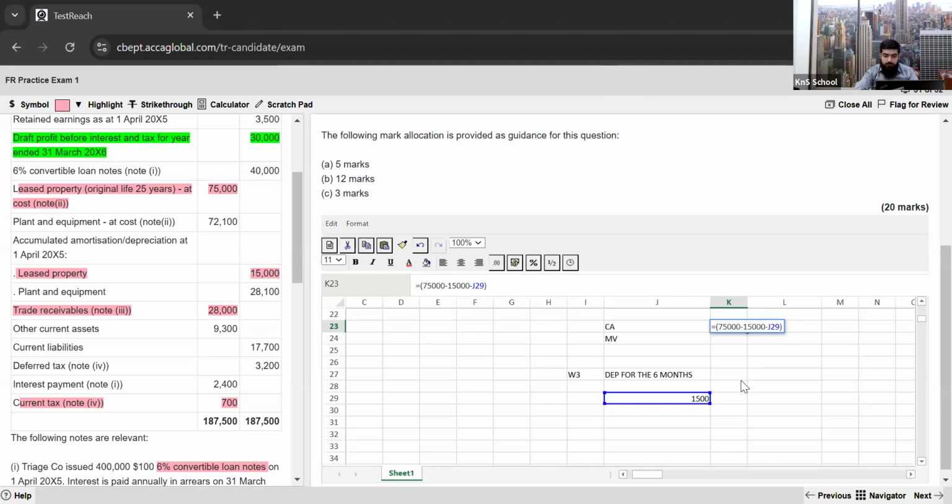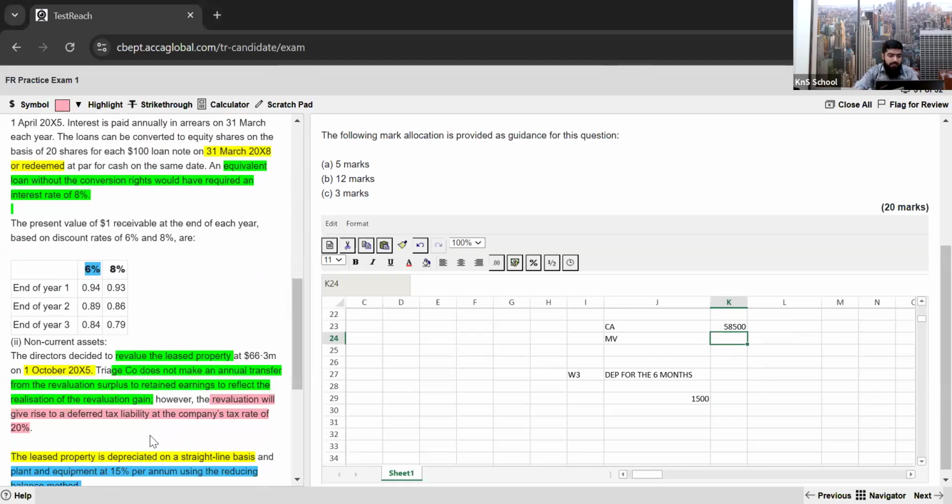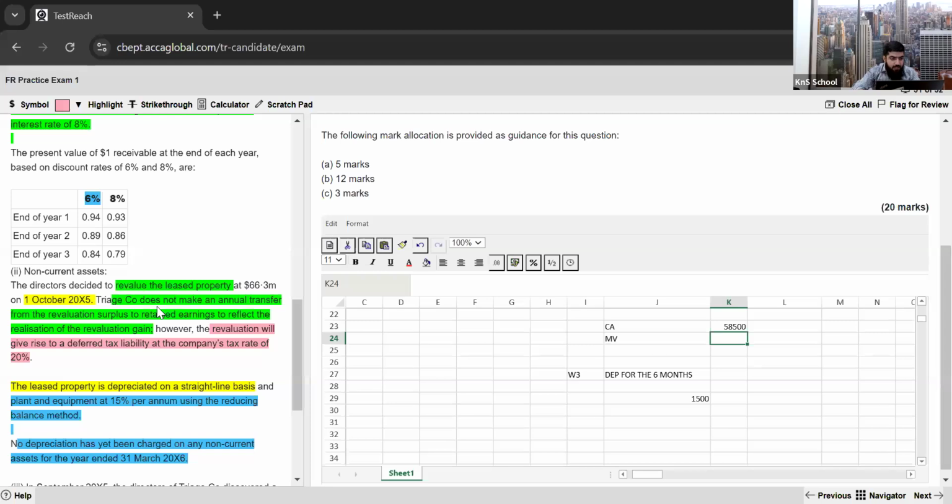There we go now. So that is the carrying amount. Now, the market value of the leased property, which is given in the adjustment, is 66.3 million. If you're confused about how to write it down, there's a simple solution. Write 66.3, and if you want values in thousands, just multiply it by 1,000. So it's 66,300. Now, the market value is 66,300.